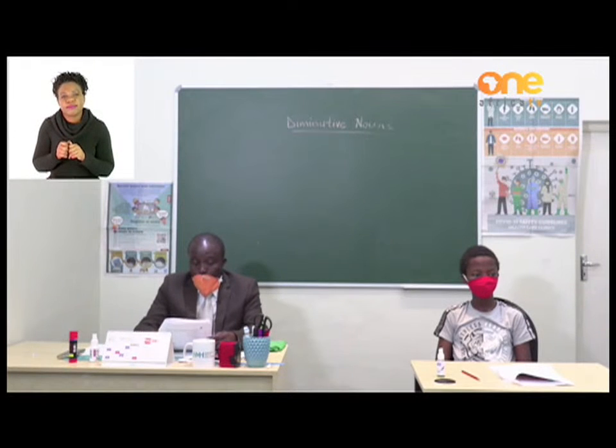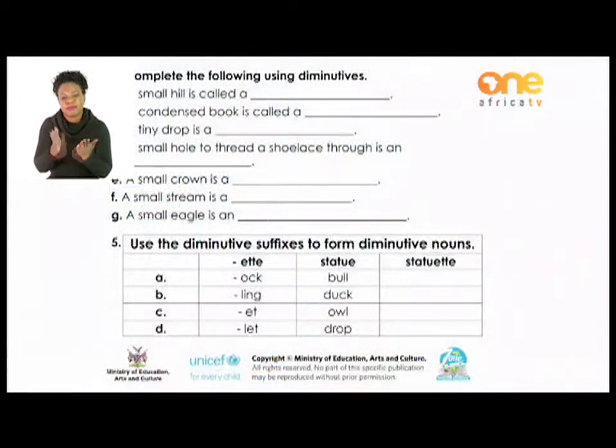Let's go to page 6 of our booklet. Activity 4 says, complete the following using diminutives. A small hill is called a hillock. A condensed book is called a booklet. Now, C to G, you can complete that on your own.